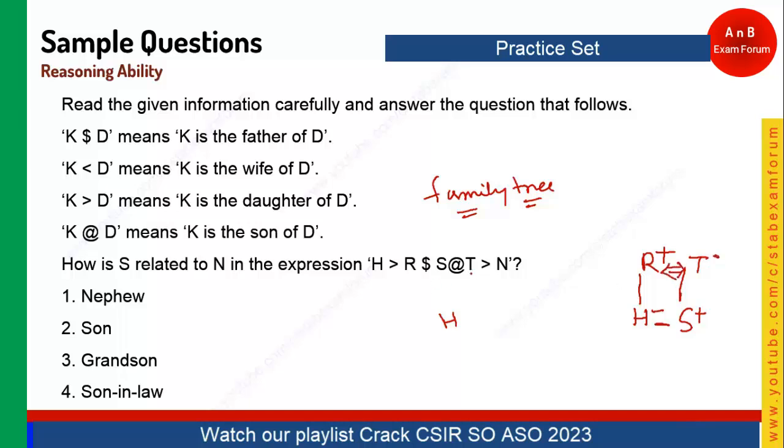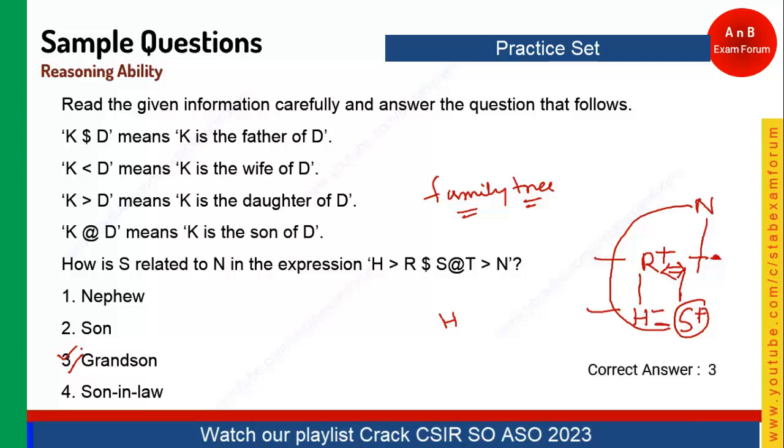Then T greater than N. Greater than means T is daughter of N, so this is N and daughter, as we already identified. So what is the relationship between N and S? As you can see, there are 2 generations, so S is grandson of N. This is the correct answer. So those students who have given their answer as option 3, they are correct.